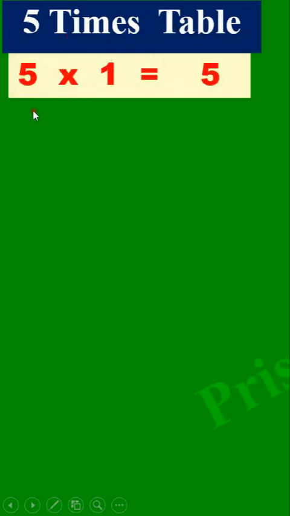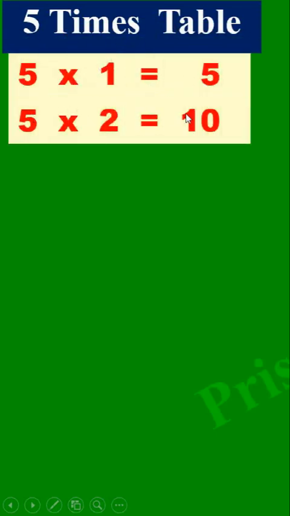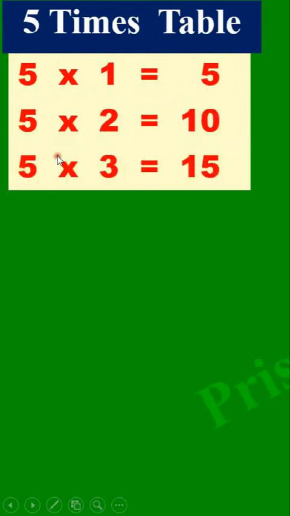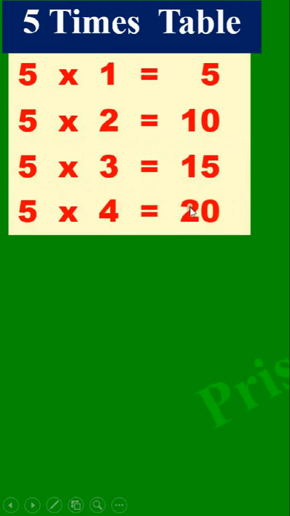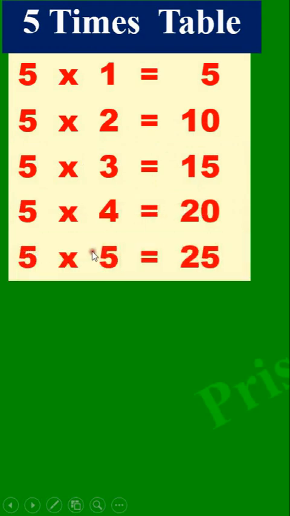5 times table. 5 times 1 is equal to 5. 5 times 2 is equal to 10. 5 times 3 is equal to 15. 5 times 4 is equal to 20. 5 times 5 is equal to 25.